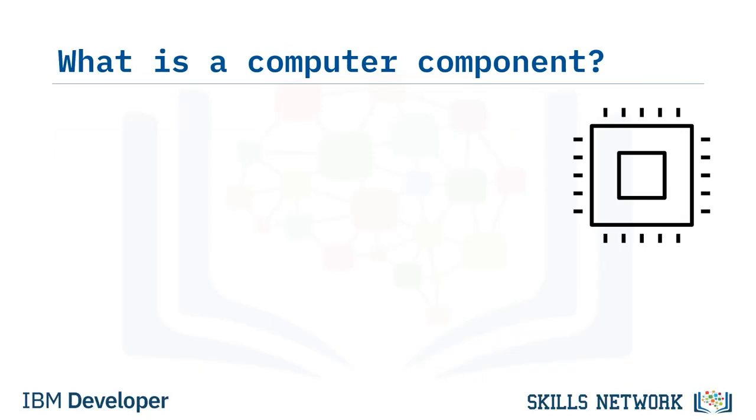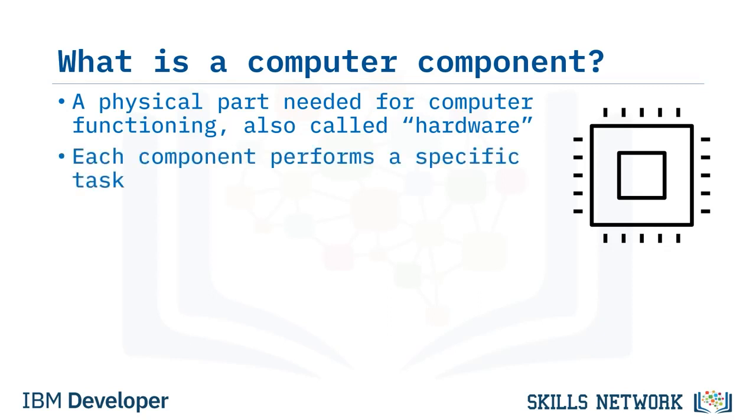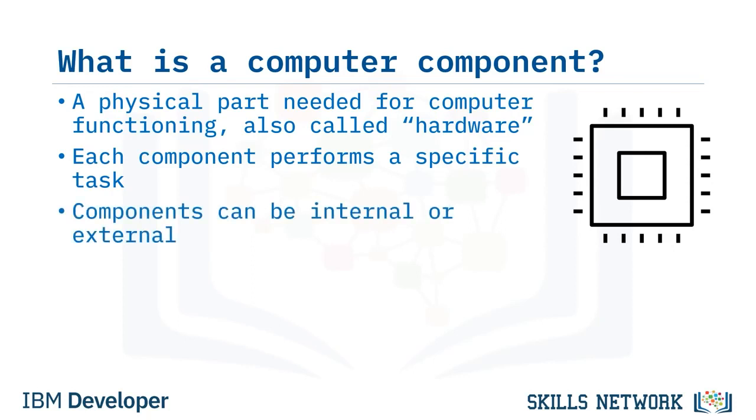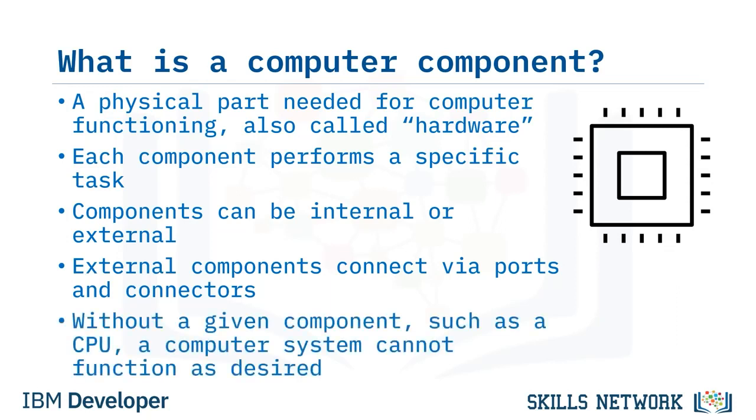What is a computer component? It's a physical part needed for computer functioning, also called hardware. And each component performs a specific task. Components can be internal or external. External components connect via ports, which are openings on the sides of a computer. Without a given component, such as a CPU, a computer system cannot function as desired.